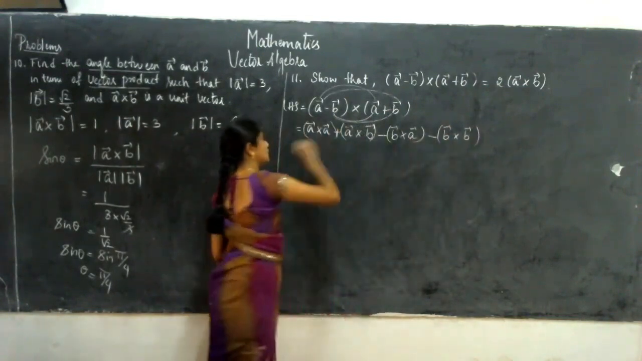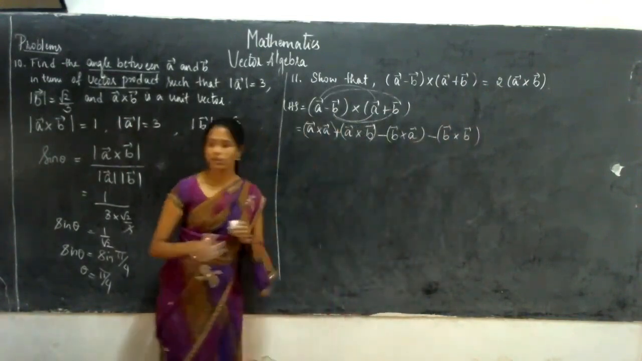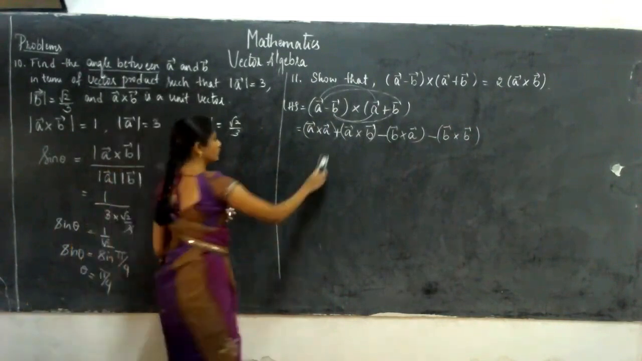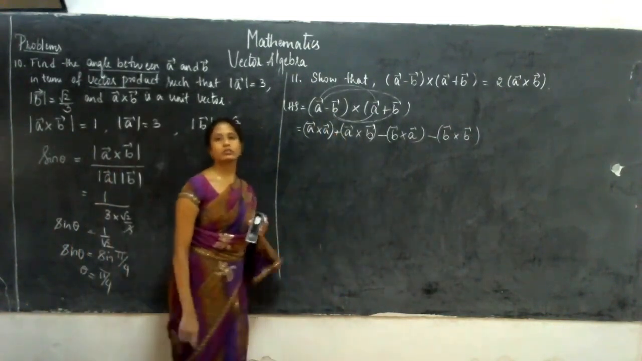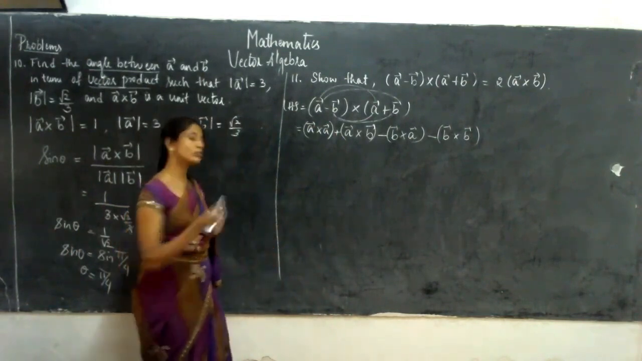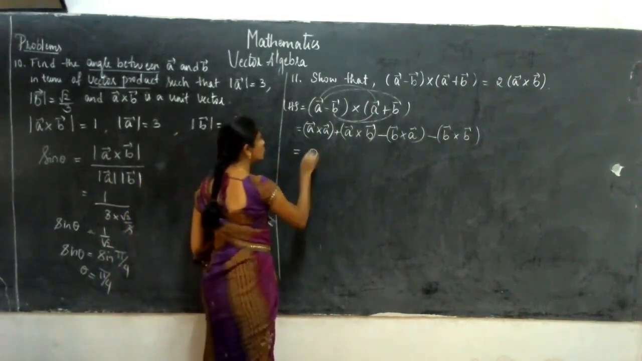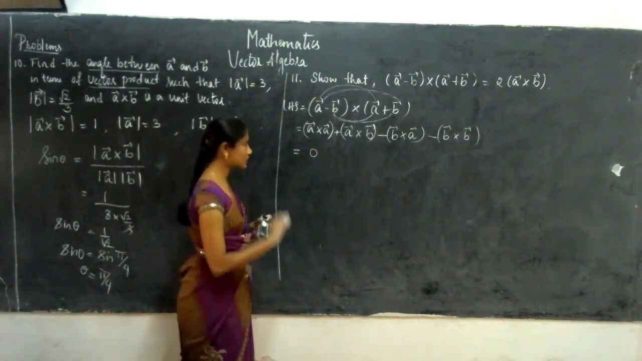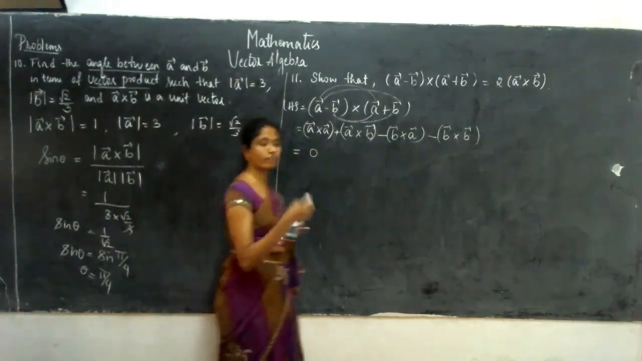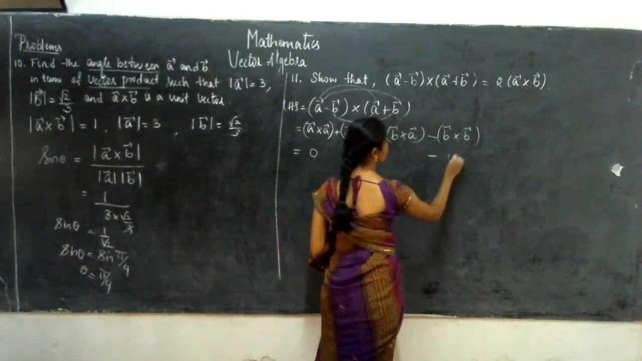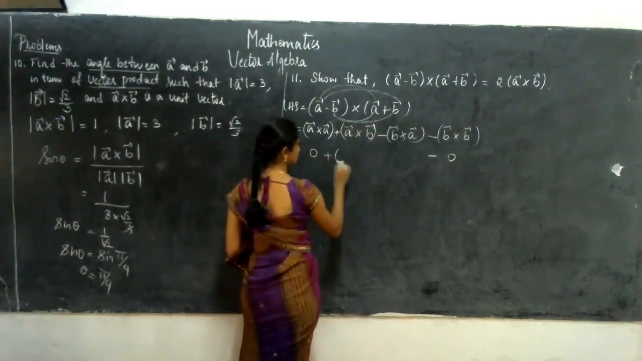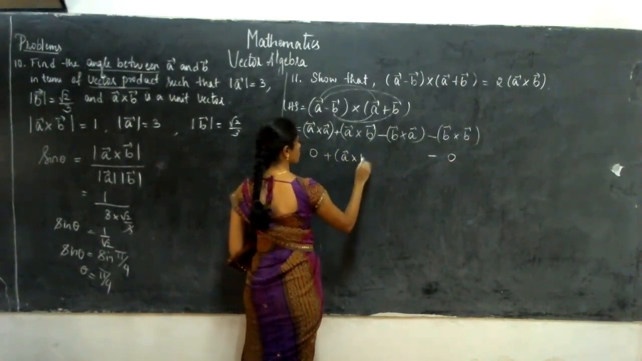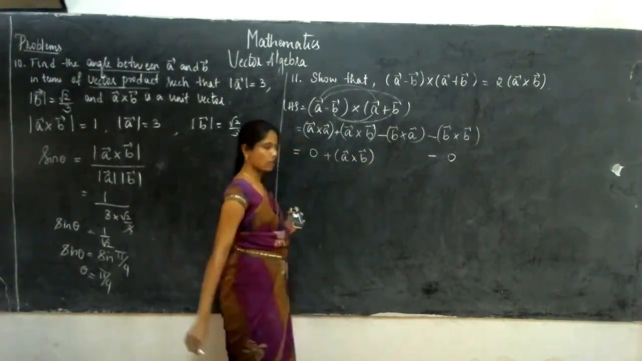Now, what is vector A cross vector A? Here, we all know that, you should remember the observations which I have given. Vector A cross vector A is equal to 0. In the same way, vector B cross vector B will be equal to 0. Then we have plus vector A cross vector B.